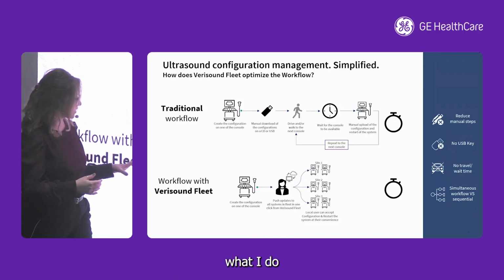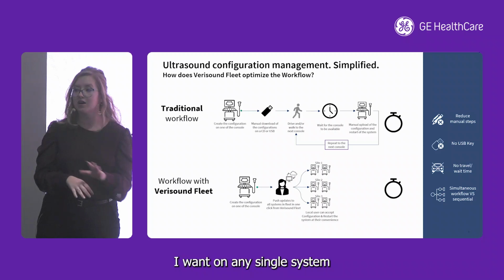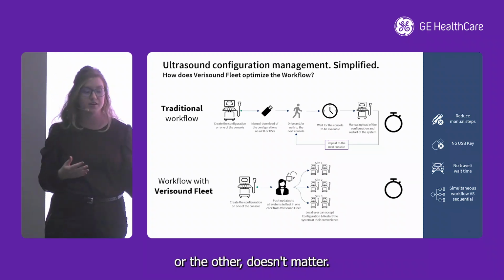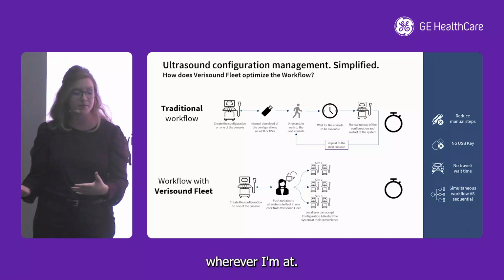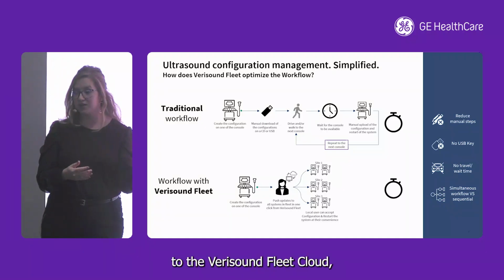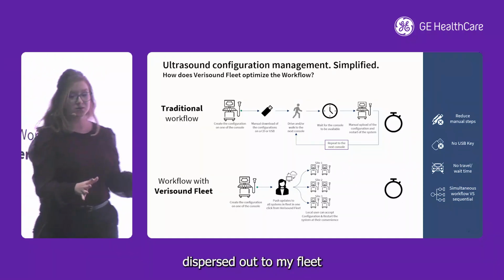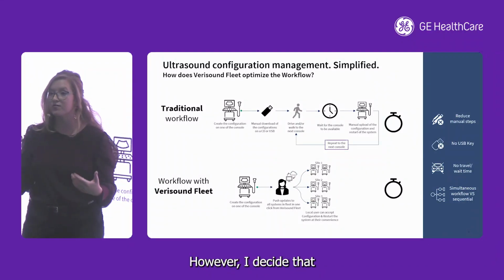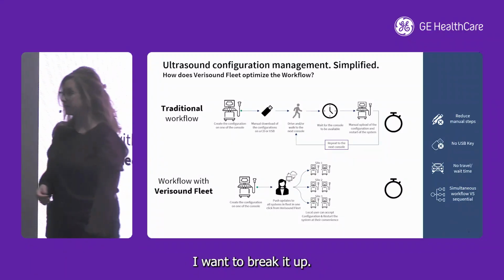Now, basically what I do is I make any changes I want on any single system I have in the network. If I happen to be at one site or the other, doesn't matter. I make the change wherever I'm at. I upload it to the Verisound Fleet cloud, and then it gets dispersed out to my fleet. I can send it to all of them, or a few, however I decide I want to break it up.